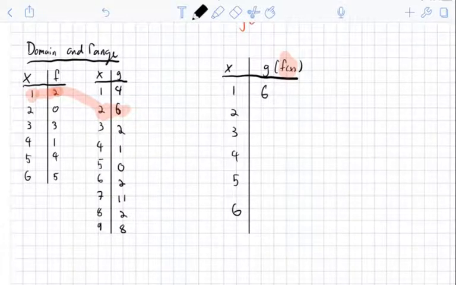For x equals 2, the output of that function is 0, and then I go to plug it into this function. 0 isn't one of the entries. So 0 is not in the domain of the g function. And so the output does not exist. Okay?